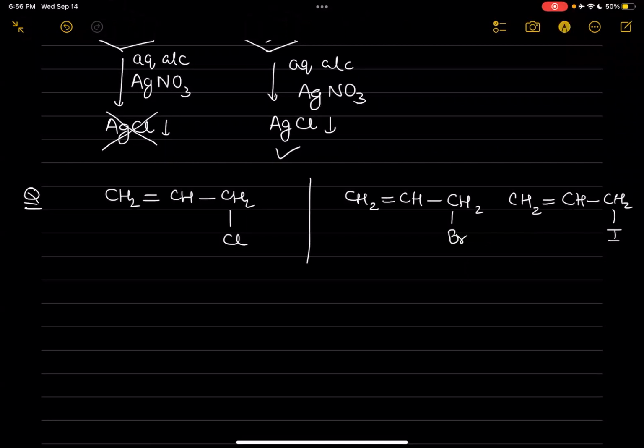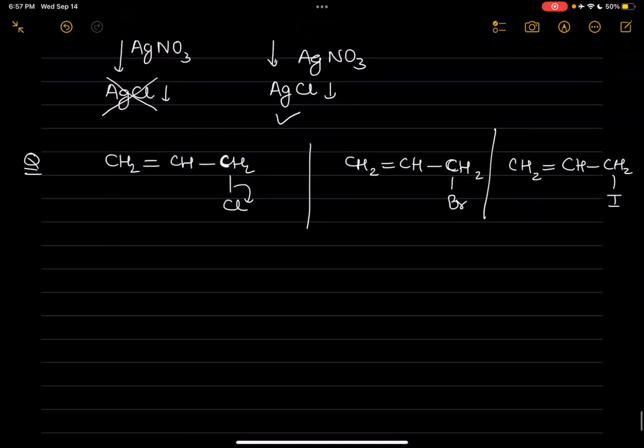So in all of them, whether the Cl is coming out or not, first you need to decide. It is going to come out because the carbon on which it is present is not doubly bonded. Br is also going to come out, and iodine is also going to come out. So how are you going to distinguish them?